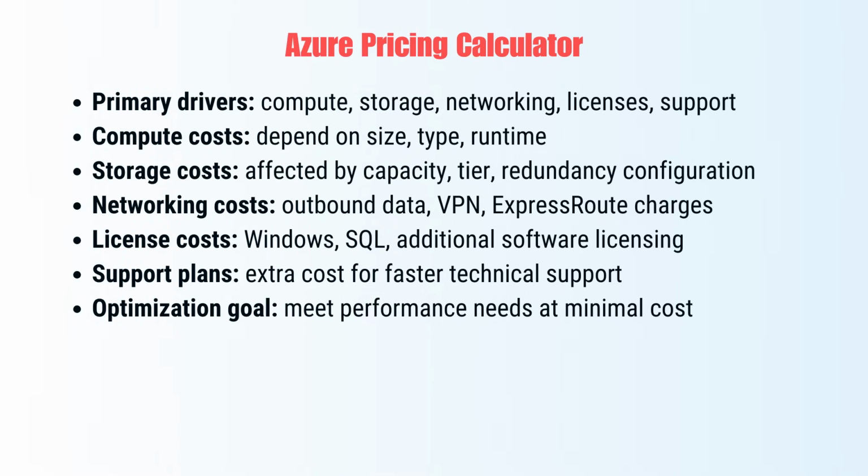Support plans such as Developer, Standard, or Professional Direct add a fixed monthly fee for enhanced support and faster response times. On top of all of this, you might pay for PaaS and SaaS services, like databases, analytics, or AI APIs, each with their own pricing meters. The key idea for AZ-900, cost is driven by what you run, how big it is, how long it runs, where it's located, and how much data moves in and out.